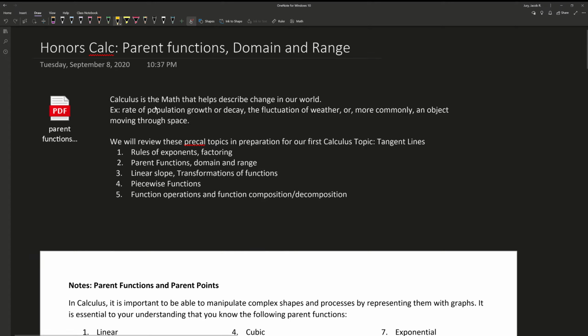So we are talking about calculus, right? Calculus is the math that helps us describe change in our world. I've got a few examples, like rate of population growth or decay, the fluctuation of weather. You might recognize change in math as slope, because you've got the change in y over the change in x, and that's actually how we're going to first see something that we've learned in previous math courses come up in calculus, and that's with tangent lines.